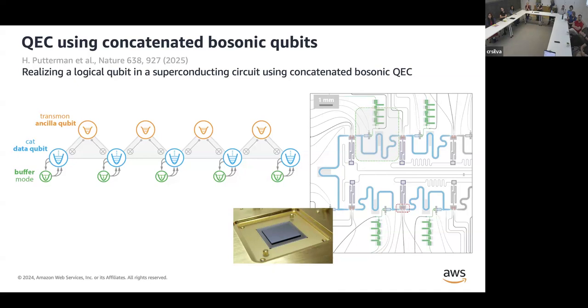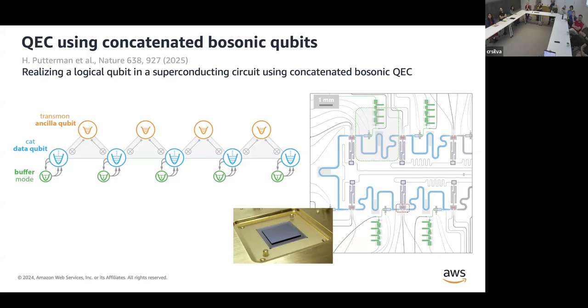So this is a layout of the experiment. In our experiment, we had 5 bosonic qubits, cat qubits, and I'll tell you what they are. I haven't told you yet, right? So 5 of them. Then, as I mentioned, in error correction we also have ancilla qubits. So we had 4 ancilla qubits here. And in this case, they were really just qubits, like normal superconducting qubits, the transmons. But this doesn't matter so much. It's just like normal qubits.